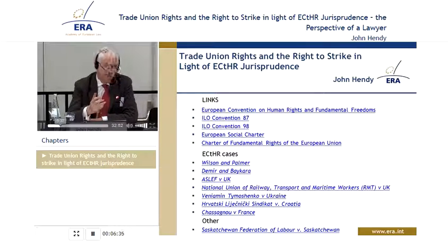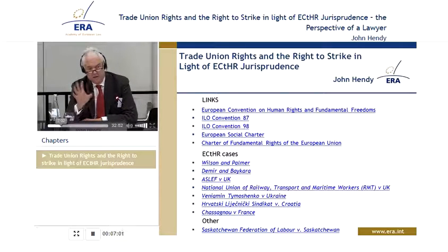It took into account the conventions of the International Labour Organization, in particular the two fundamental conventions, Convention 87, which protects the right to organize, and Convention 98, which protects the right to collectively bargain. It also took into account the provisions of the European Social Charter of 1961, revised in 1996. It took into account also the Charter of Fundamental Rights of the European Union. And it said that all this international law could not be ignored by the European Court and influence the way in which it was going to interpret those few words in Article 11 which protect trade union rights.